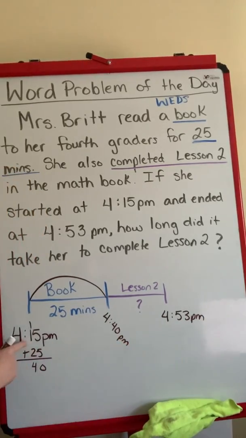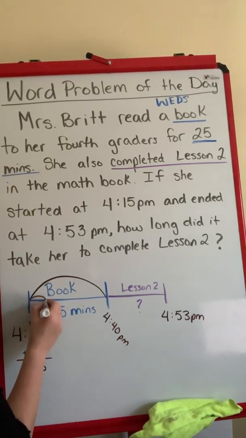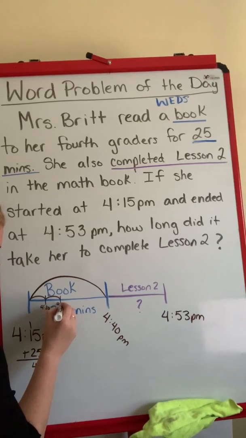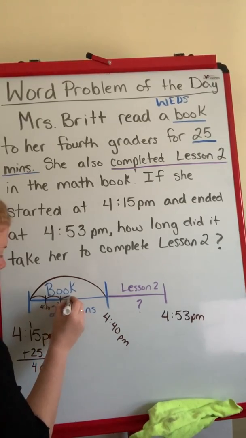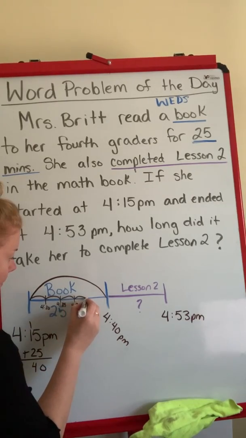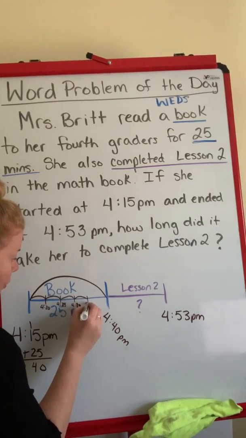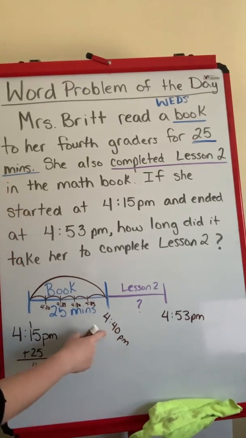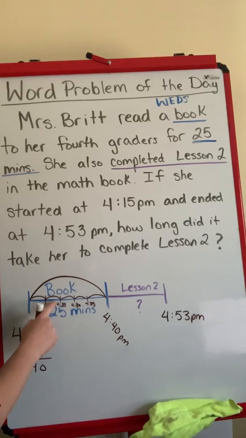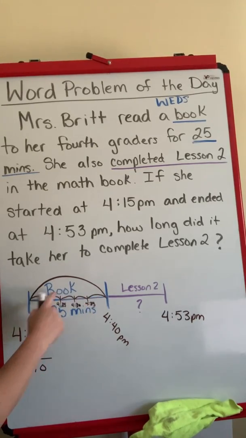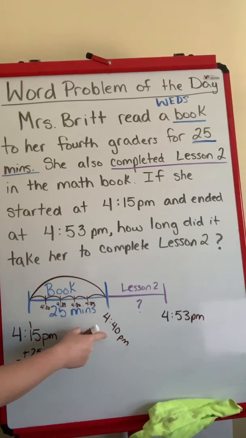Let me make sure that's right. 4:15, 4:20, 4:25, 4:30, 4:35, 4:40. 5, 10, 15, 20, 25. If I break that up into 5 minutes each time, it does get me to 4:40.